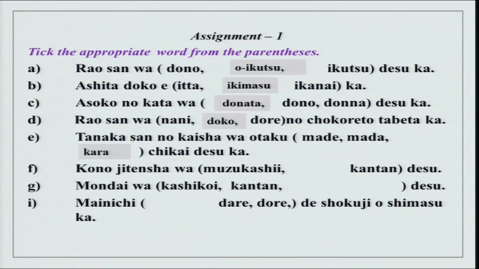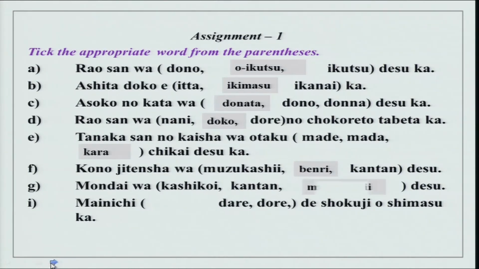You will never say watashi no otaku wa eki kara chikai desu. Watashi no uchi wa eki kara chikai desu. Kono jitensha wa benri desu. It is a convenient cycle.